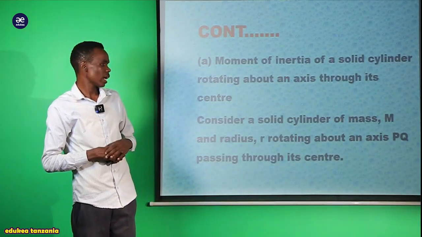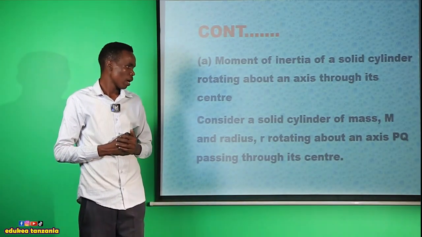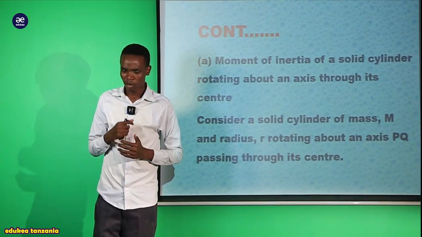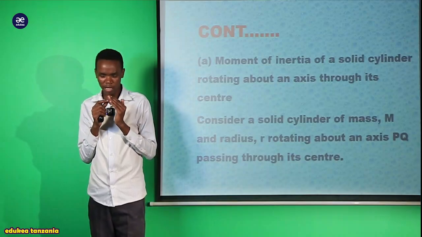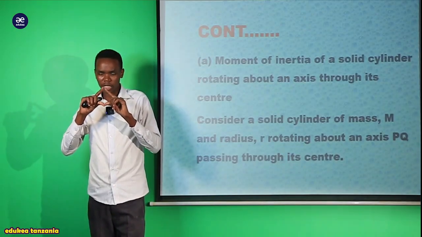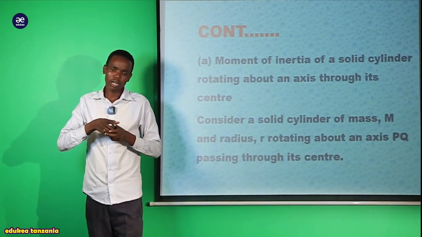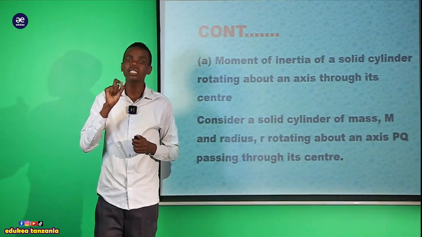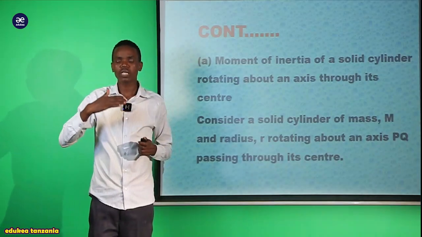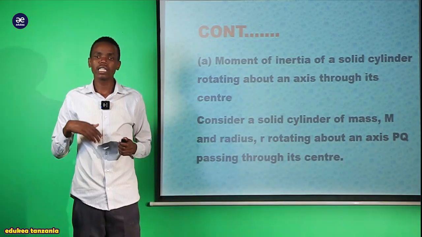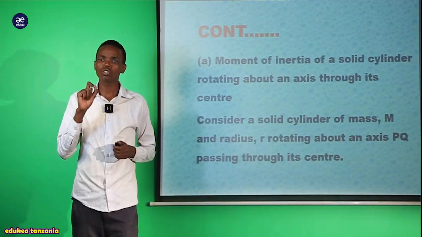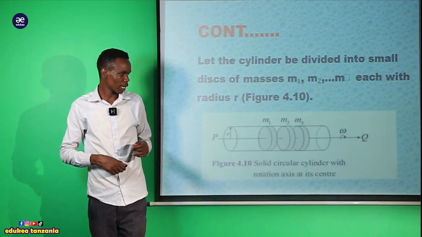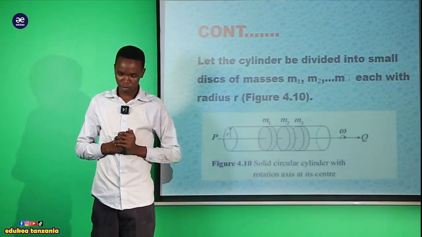So consider the cylinder of mass m and radius r rotating about an axis PQ passing through the center. Let us go and see the moment of inertia, my dear student. The solid cylinder is trying to rotate on an axis. It contains the mass m and also the radius r. That is what we are going to see on our figure as indicated here.